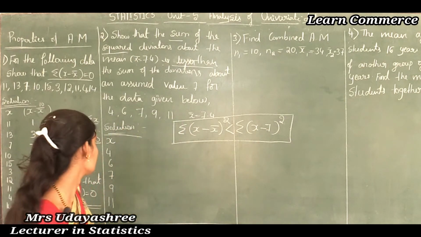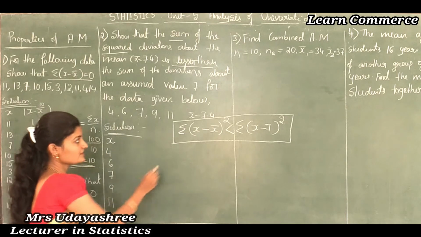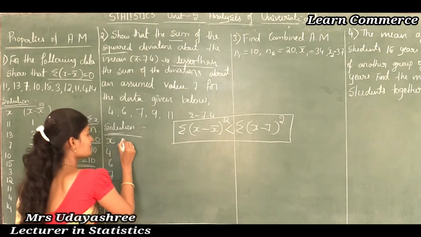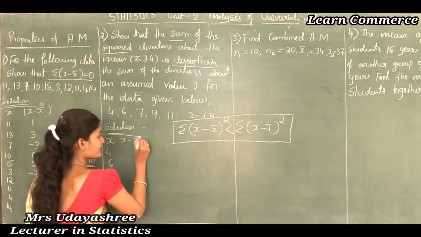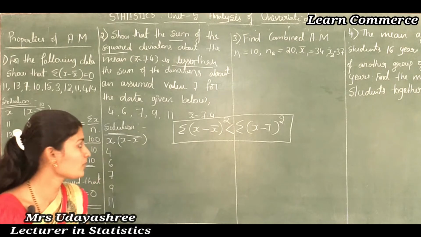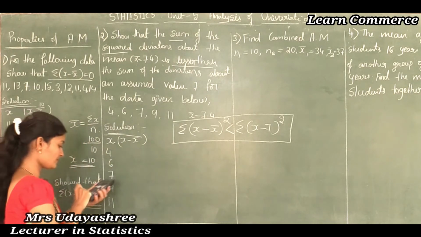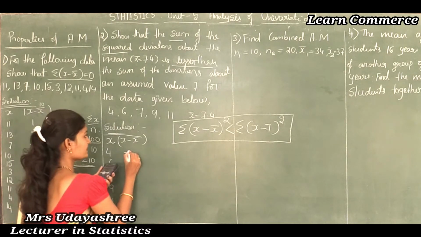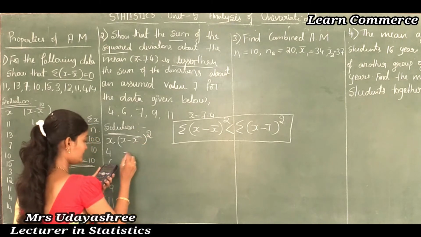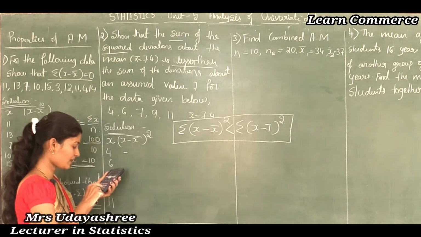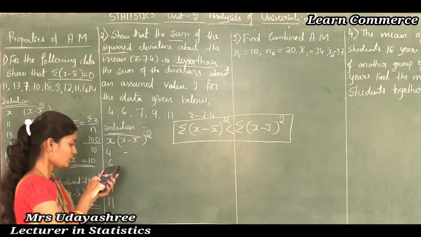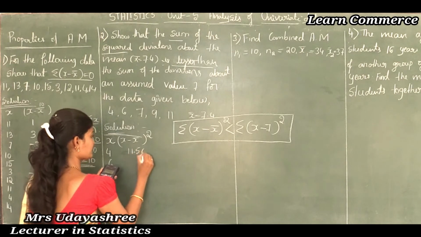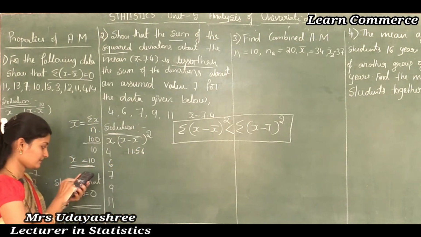Let's start the solution. Here we have the x observations, and the x bar value is given in the question, that is 7.4. The next column is x minus x bar. Now the first x observation is 4. 4 minus 7.4 is minus 3.4. We need the squared value, right? So 4 minus 7.4 whole squared is 11.56.